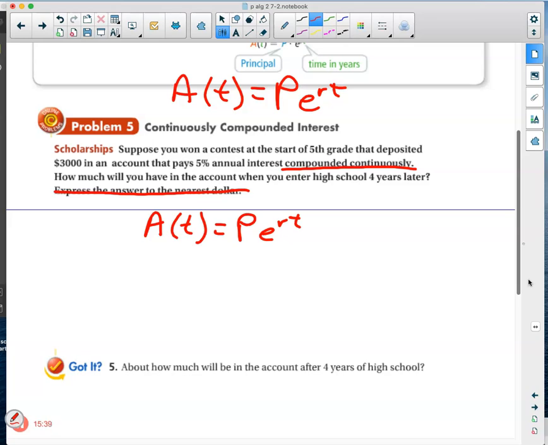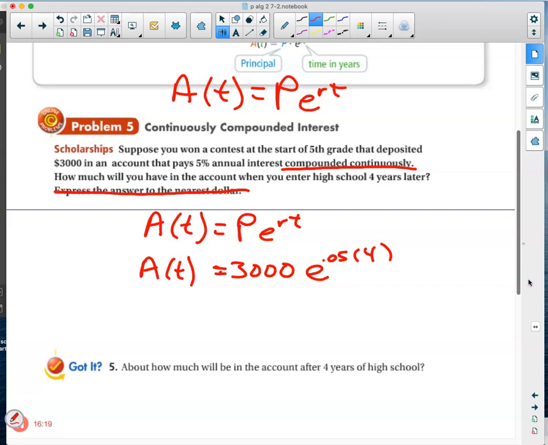Well, let's see. How much did they put in? 3,000. And there's our E. Interest rate as a decimal. And how many years are we leaving this money in? So what we're really trying to find here is A of T, the amount after T years, when T was 4. So we could punch this in exactly as it is, but some people get messed up with the exponent having multiplication in there. Don't worry about it. The calculator takes care of it anyway.